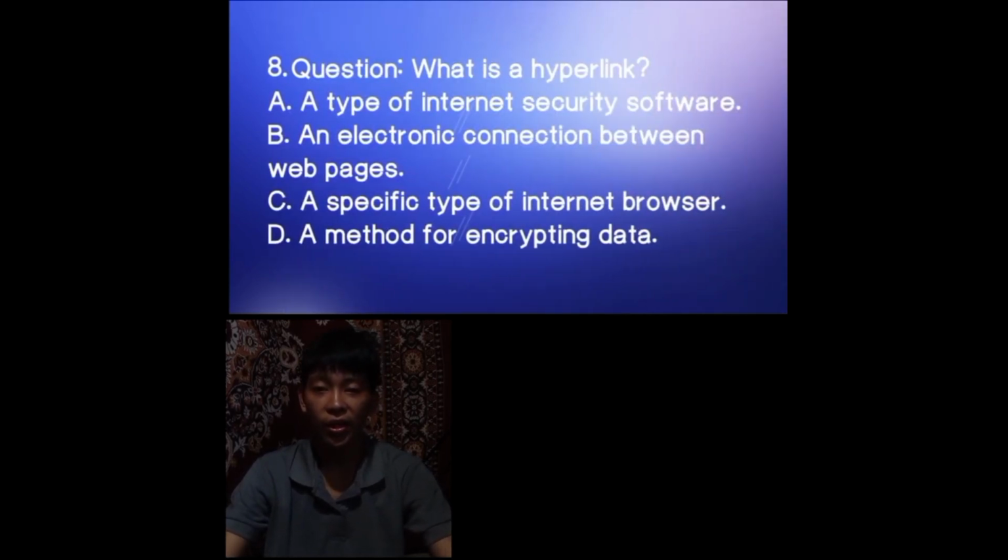Number 8 question. What is a hyperlink? A. A type of internet security software. Letter B. An electronic connection between web pages. Letter C. A specific type of internet browser. Letter D. A method for encrypting data.